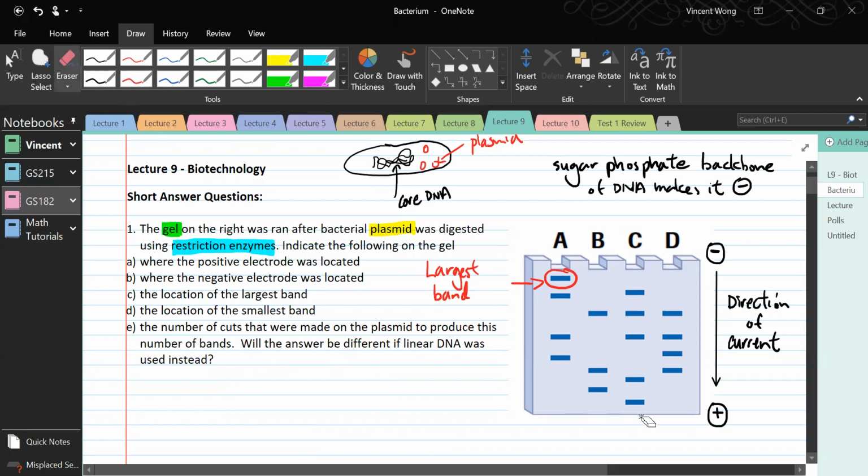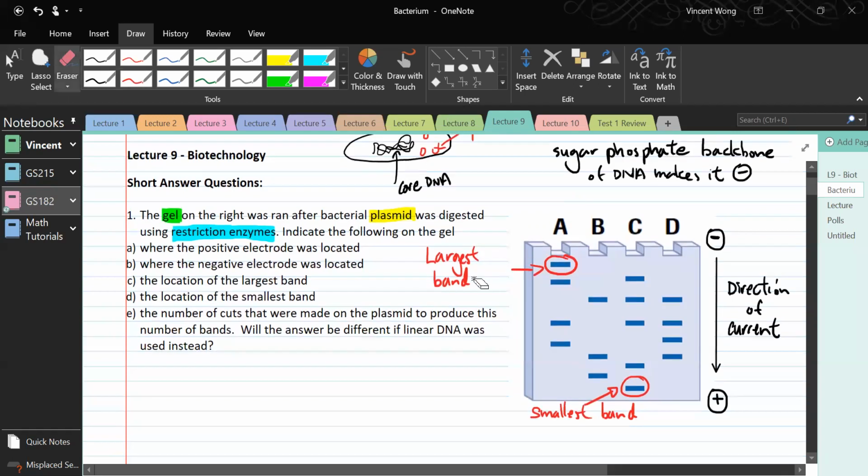The shortest band, the smallest band, is going to be the one that moves the furthest in the gel. That's going to be right there. Smallest band. Okay. The number of cuts that were made on the plasmid to produce this number of bands.